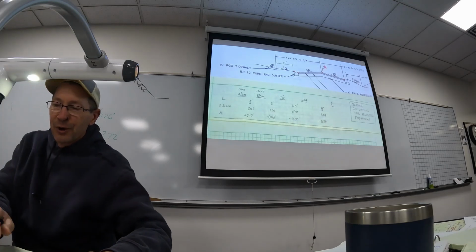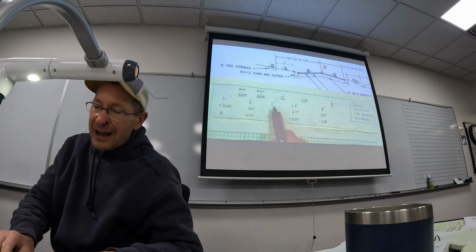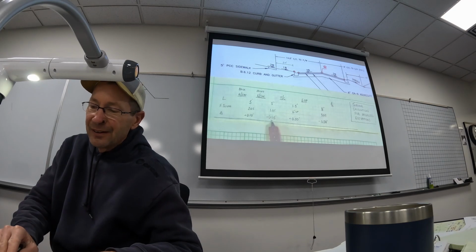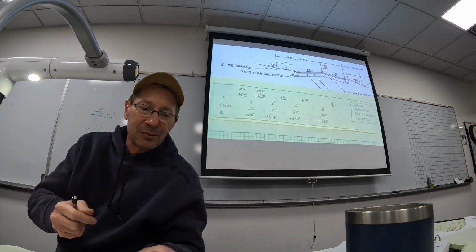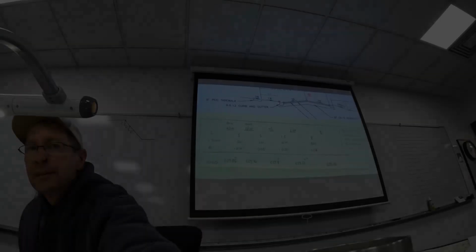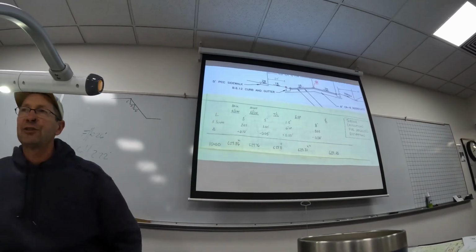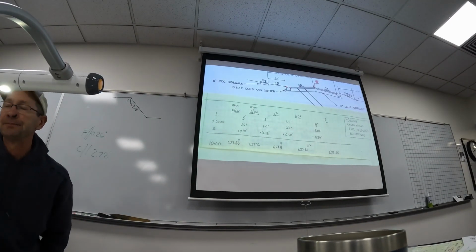How about top of curb to edge of sidewalk? 5 feet at 1%. Right? We're going to raise up. Let me just double check my math. 5 feet at. Those are now the proposed elevations for everything at Station 10.